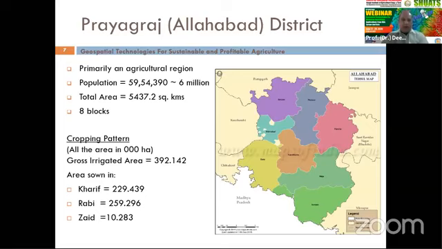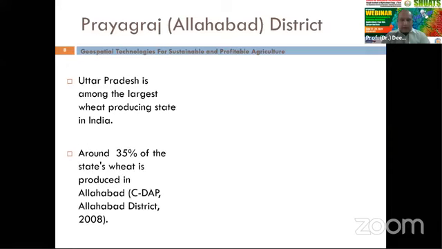The cropping pattern, as we can see, is primarily agricultural. Almost 80% of the total Allahabad area is grossly irrigated. And then we have 3 cropping seasons: Kharif, Rabi, Zaid. Rabi is the winter season that I'm going to show you examples from. The major crop in Rabi is wheat, so I'm going to show you a wheat example. So let's see some basic fundamental statistics of wheat.